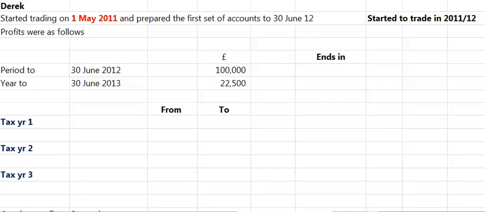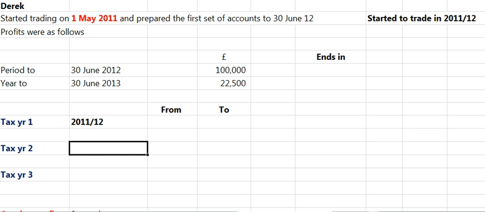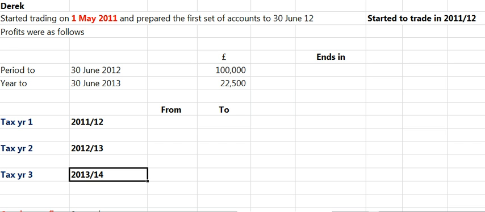Okay, so this basis period example is the one where in the second tax year there's a period of account which is longer than 12 months long. So the example we're going to use is this one. Derek started trading on the 1st of May 2011. As you can see there, I've identified that the tax year started trading is 11/12. Remember, in the exam you'll have a table, put it straight in. That's 11/12. This one would be 12/13, and this one would be 13/14.